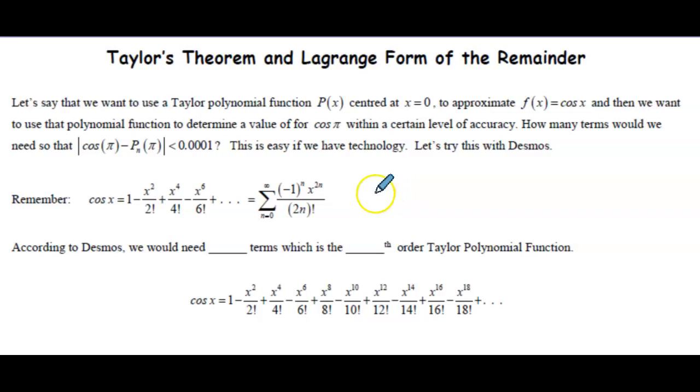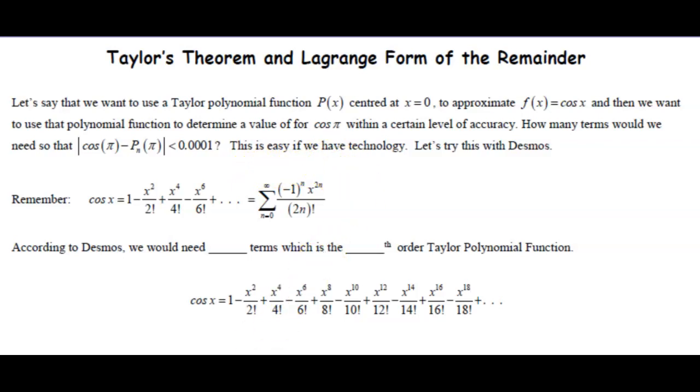Okay, today we're looking at Taylor's theorem and the Lagrange form of the remainder. So we've already looked at approximating functions. And so say we want to see how accurate it is, basically. For example, if we have f of x equals cos x and we want to use a polynomial function to determine the value of cos of pi within a certain level of accuracy, then in this case, what if we want it to be within 0.0001 accuracy? If we have decimals, we can take a look at the graphs and check that out.